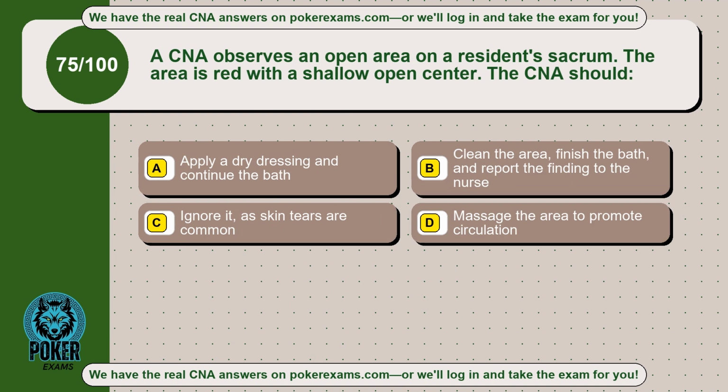Question 75. A CNA observes an open area on a resident's sacrum. The area is red with a shallow open center. The CNA should: Option A, apply a dry dressing and continue the bath. Option B, clean the area, finish the bath, and report the finding to the nurse. Option C, ignore it, as skin tears are common. Option D, massage the area to promote circulation.